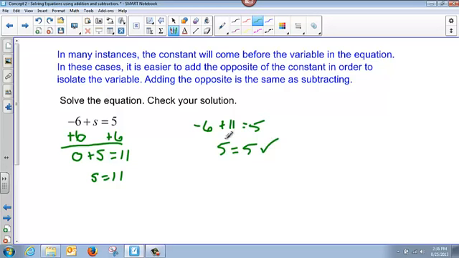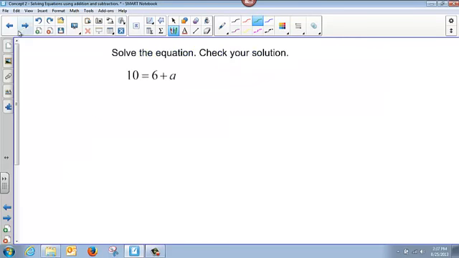Now sometimes if you ever come up and you don't get a true statement here, you've made a mistake over here. So there's really no reason to ever get a problem wrong when you're solving, because you can always check your solutions. Okay? Now pause and see if you can do this problem.